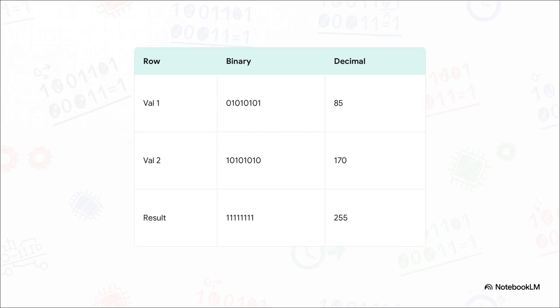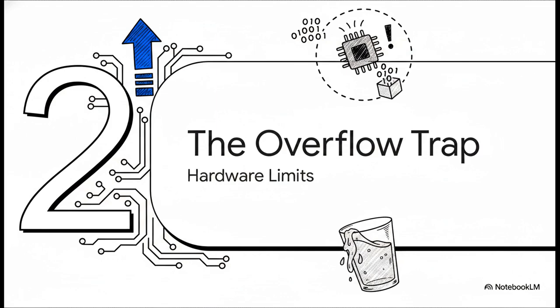And it just flows perfectly all the way down the line. We didn't even need to use a carry row for this one. The result at the bottom gives us 8 straight 1s. If you add up those column values, 128 plus 64 plus 32, and so on, it perfectly equals 255, a really nice clean start. Moving right along to part 2, the binary overflow trap.